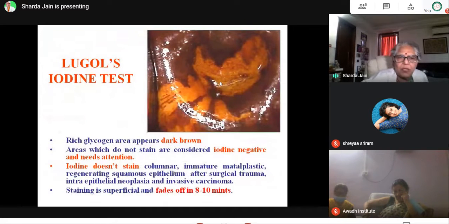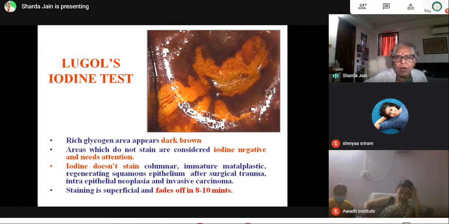Now this is the Lugol's iodine. It comes as a pre-prepared bottle. You have to just shake it up and use it. Put it up on a syringe and then you can use it. The area which takes a dark brown stain, that shows that's a healthy area. The area which does not take a stain is a pathological area. Again, this fades away in about 8 to 10 minutes.